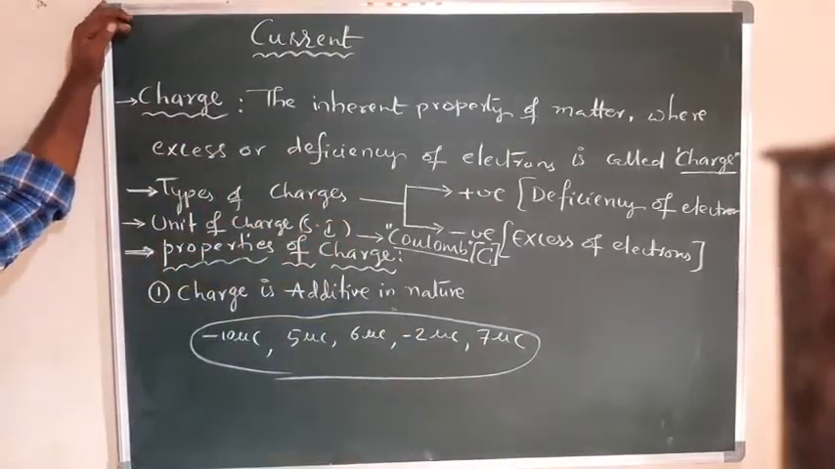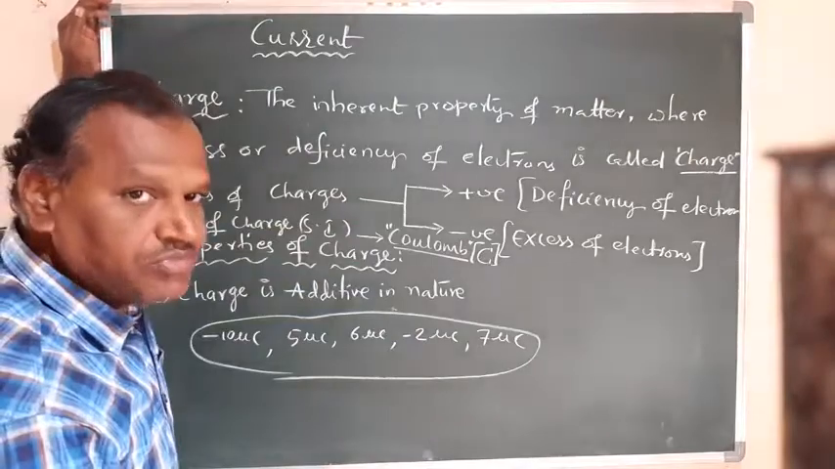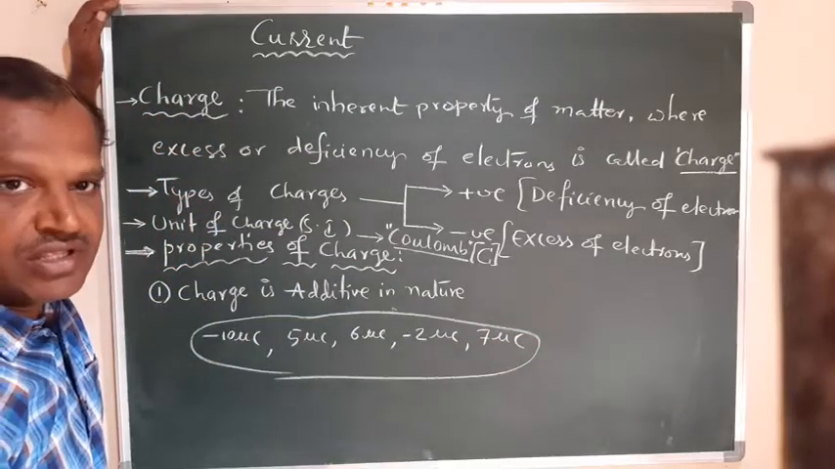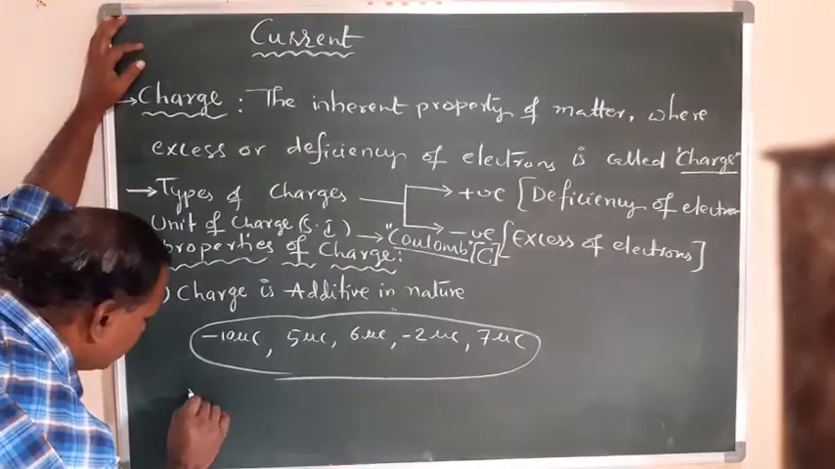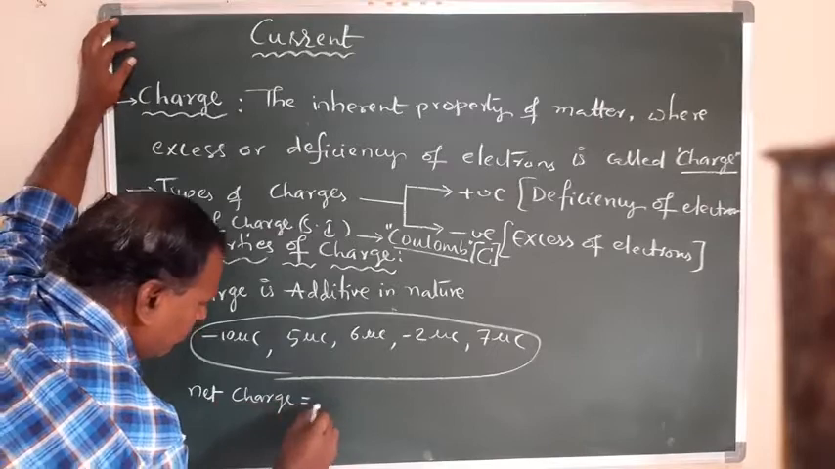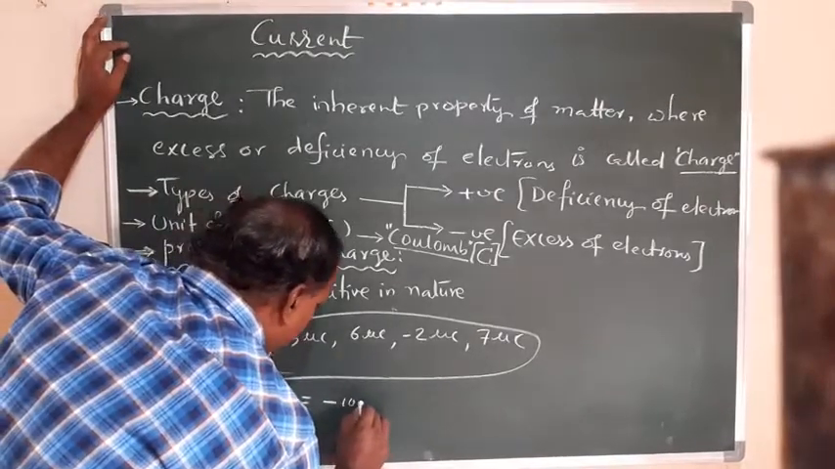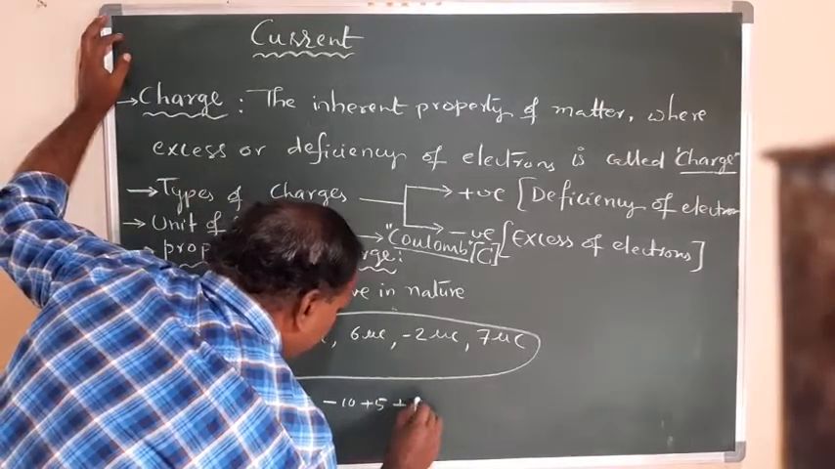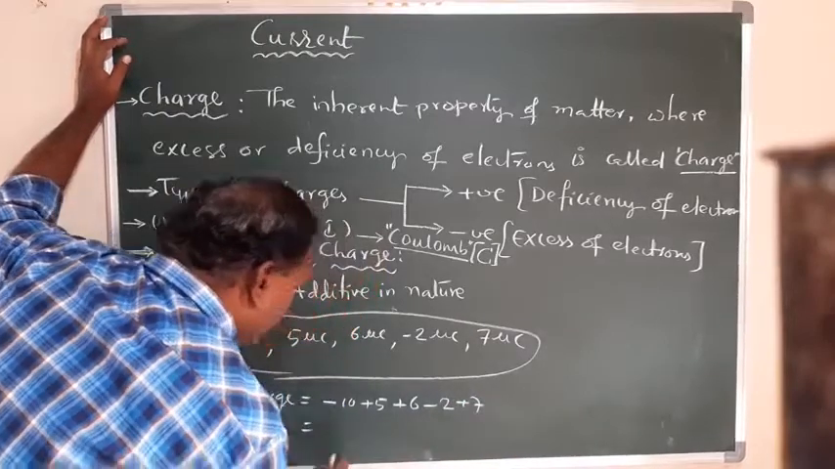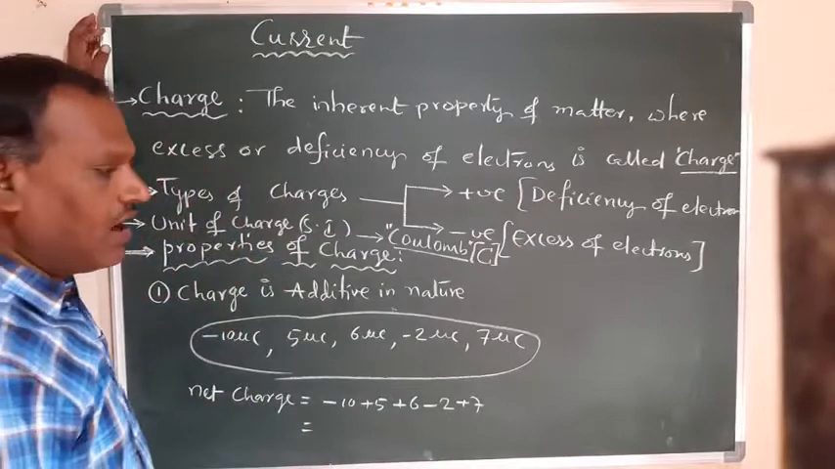Then what is the net charge on that object? Just make these 5 charges to be added algebraically. That means here net charge is equal to, you can add here minus 10 plus 5 plus 6 minus 2 plus 7. So you can make it add algebraically.